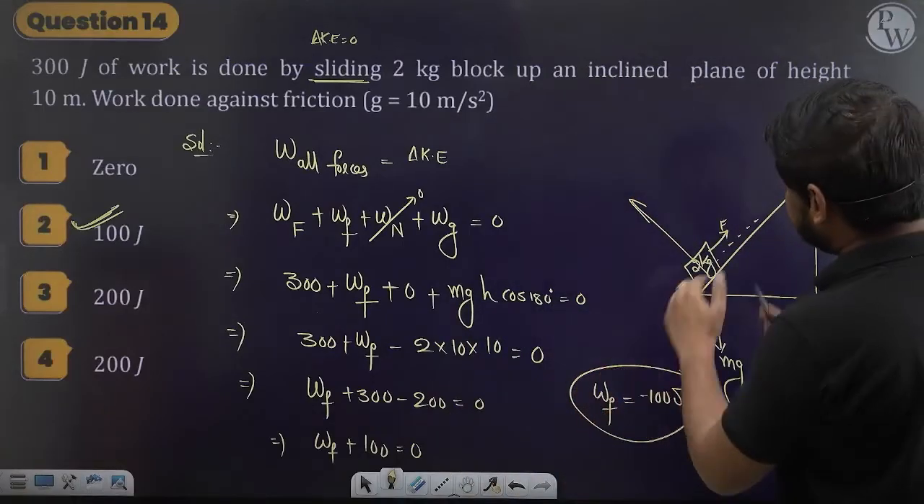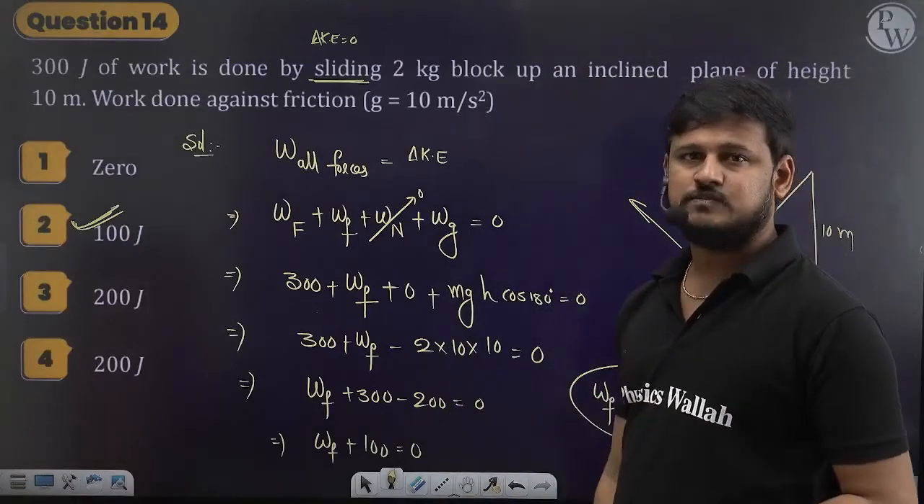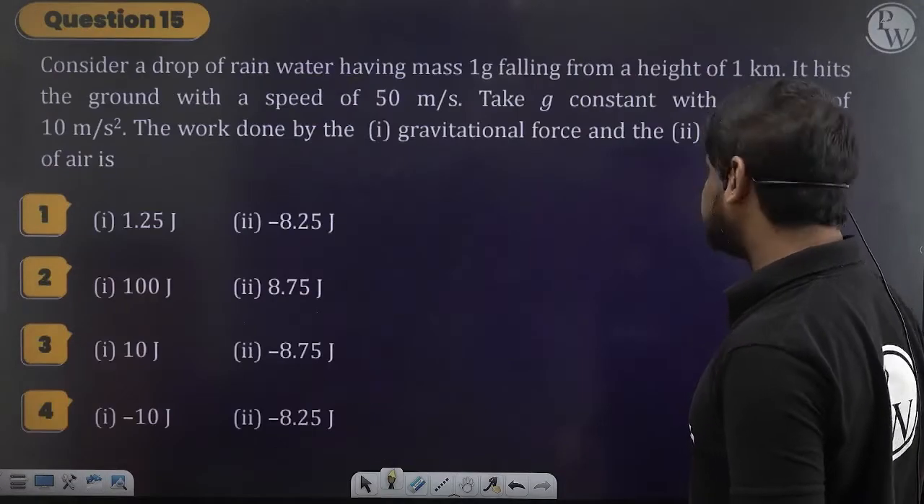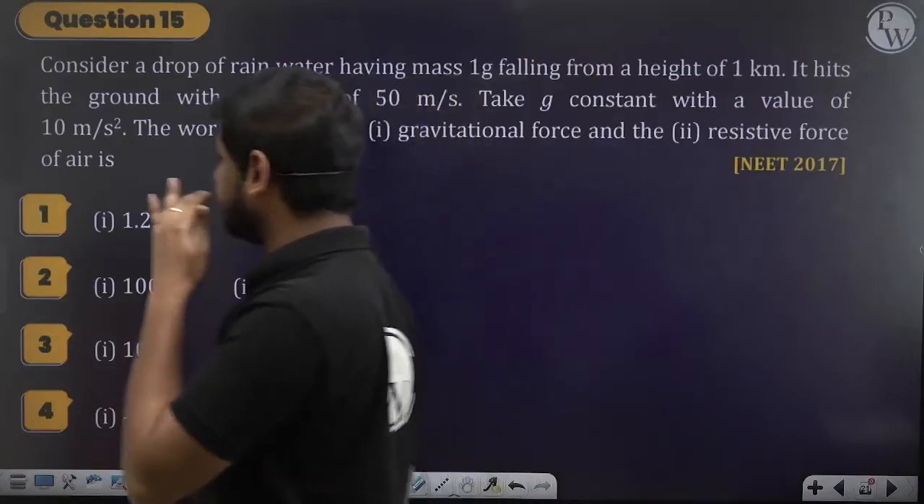Here the minus indicates the friction is acting in the opposite direction. Clear? Understood, guys? Sure. So let's go for the last question of today's topic.